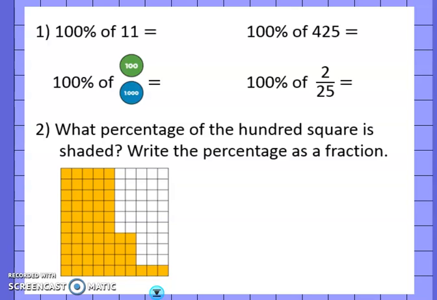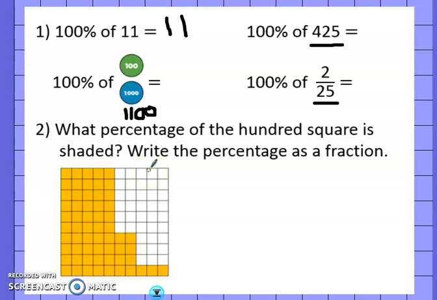next slide. So, if something says 100% of 11, that means the whole of 11. So straight away you should know that that is just 11. 100% of 425, again our answer is going to be 425. It is the whole. 100% of 2/25, again, that is 2/25. It's 100%. That is the whole. And 100% of these two counters put together is 1,100. So that is our answer because it's the whole.